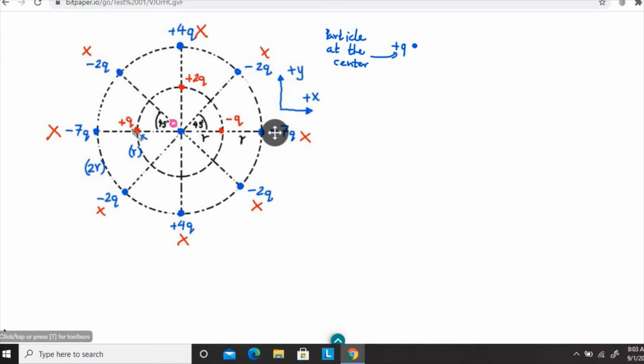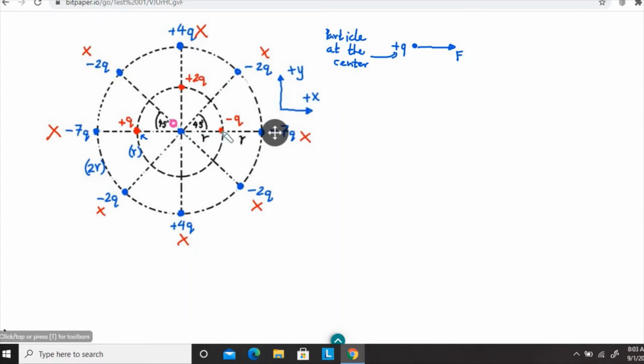First, I'm going to start with the plus Q charge on the left hand side of the particle at the center. You can see that's plus. The particle at the center is also positive. So this will exert a repulsive force, that is a force along the positive x direction. I'm going to draw that force like this, and let me call that F.